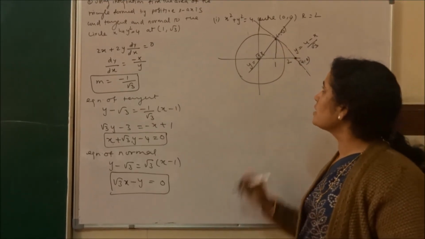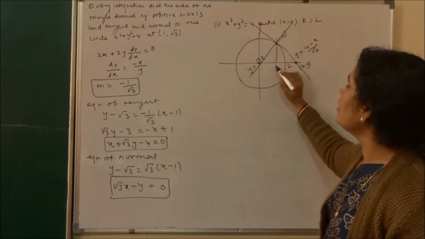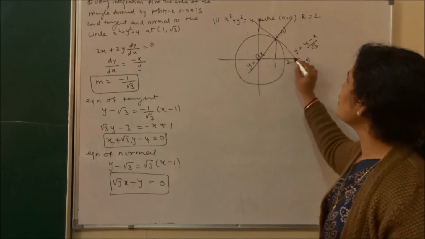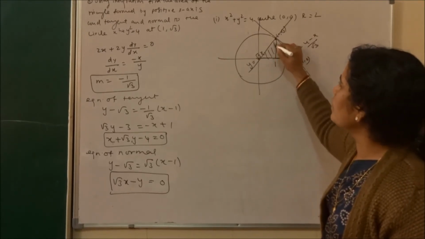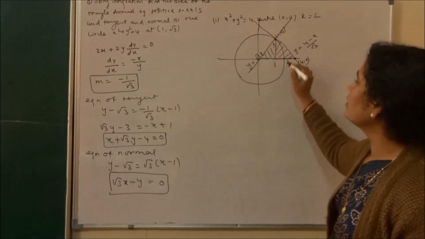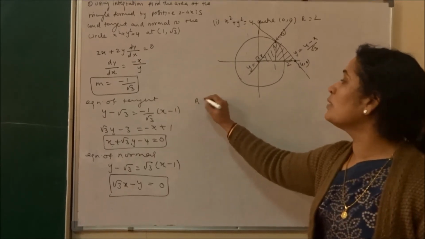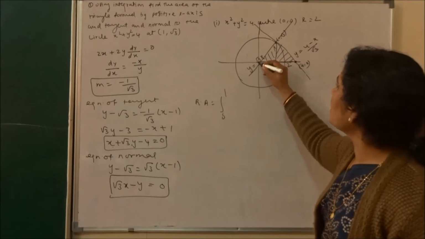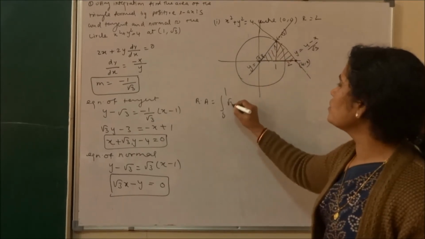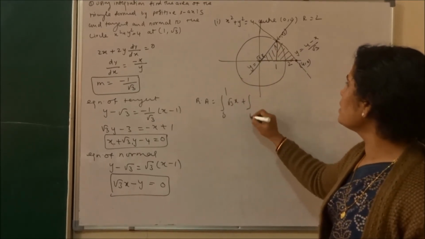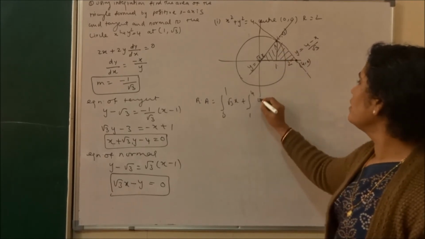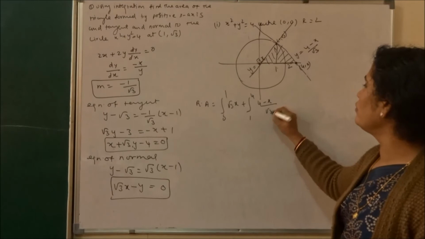Now what the question is asking: find the area of the triangle formed by the tangent and normal with the positive x-axis. So this is your required part. Clear to you? This is your required area. One of the most important questions, this one. Integral 0 to 1. Which line is bounding? This line, that is root 3x, plus integral 1 to 4. Which line? This is the tangent line, that is 4 minus x upon root 3 into dx.